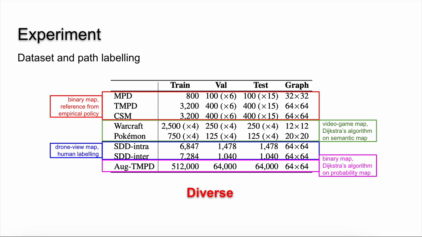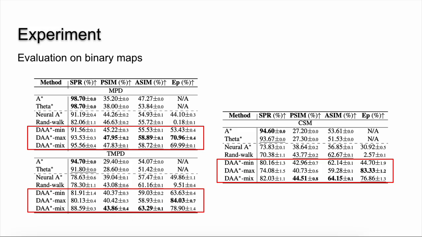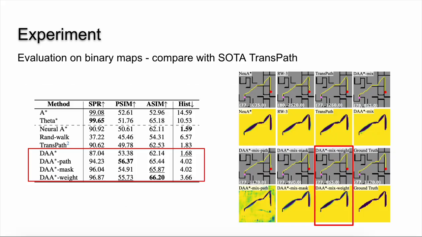We evaluate various datasets. References are computed from different path-finding strategies or human annotation. We evaluate the predicted path over its similarity with the reference path and its path length if the shortest path is requested. On binary maze datasets, our DAA* methods achieve the highest shortest path rate and path similarity among the learning-based methods. The learned cost map by our method shows the effective and fine accessible regions in the probability map.